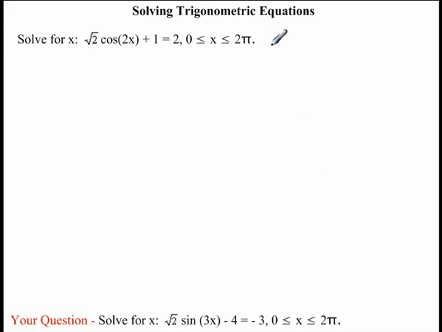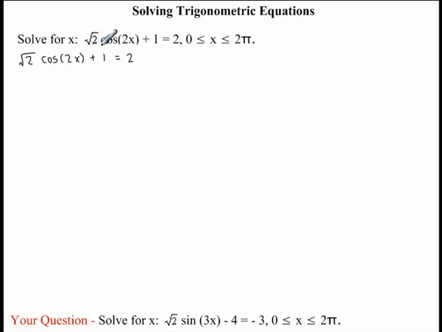We are asked to solve for x, where the equation given to us is the square root of 2 times cos of 2x plus 1 equal to 2, and our x variable is bounded from 0 to 2 pi. To solve this question, we're going to begin by isolating for cos of 2x. I'm just going to rewrite our equation here.